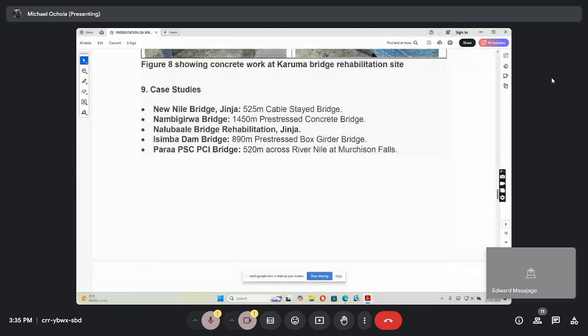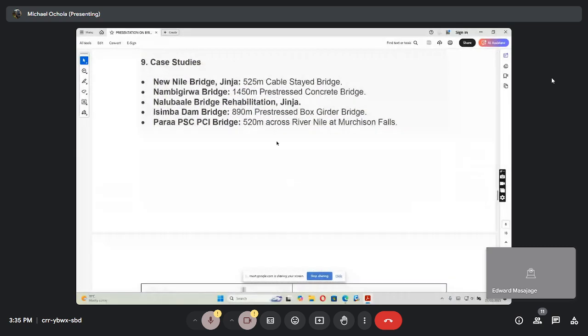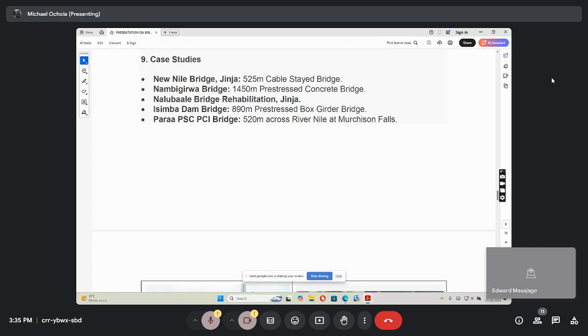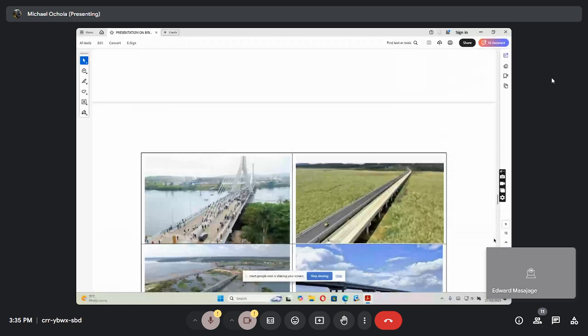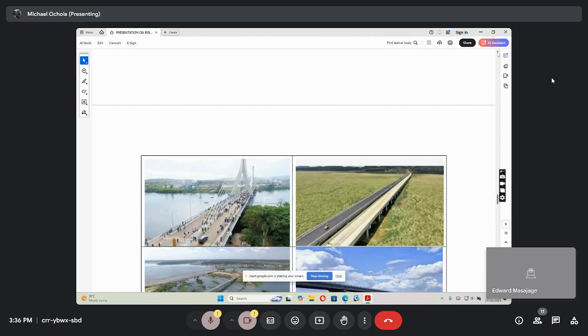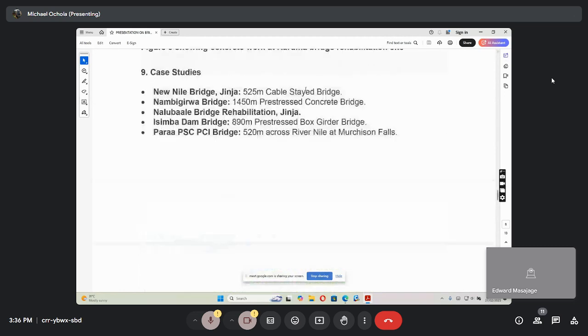Case studies. I pick a few things. The Nile Bridge is a 525 cable-stayed bridge. We shall learn about cable-stayed. The Njeru side is 100 meters. The middle span between the two towers, I think it is here. Let me show you. The middle span between these two towers is 290, and the other side of Jinja is 135, giving you 525.